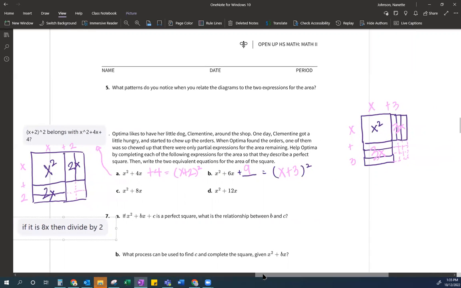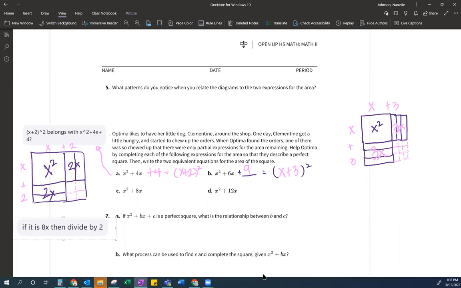Okay. So I'm going to go right here and build my square. So here's my x squared. How many would you like me to put here and here? Oh, 4. Okay, so 1, 2, 3, 4. That's 4 x's, right? I should do it a different color. So that's 4 x's. And how many do you want me to put down here?